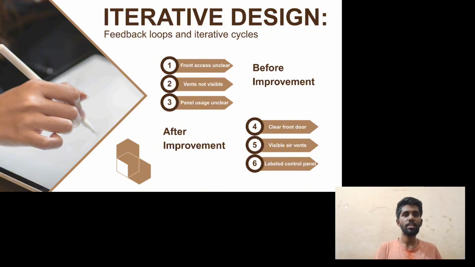First, the front axis was unclear, meaning users were confused about how to open and use the front side of the incubator. Second, the air vents were not clearly visible, which is important for proper airflow and safety. Third, the control panel usage was unclear, so users were not sure how to operate or understand the settings. Based on these issues, we worked on improving the design.